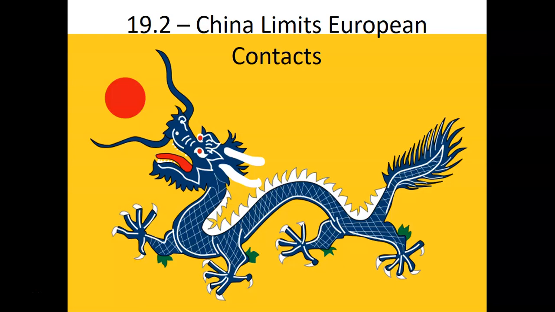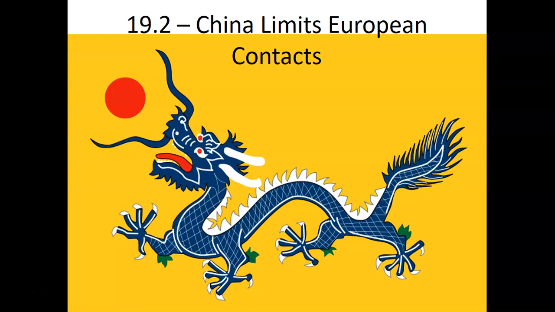Hello, everyone, and welcome to lecture number 2 for chapter 19, China Limits European Contacts. And as you are going to surmise, or already can surmise, we're going to talk about how China is going to limit European contact in this age of exploration and start to isolate themselves.